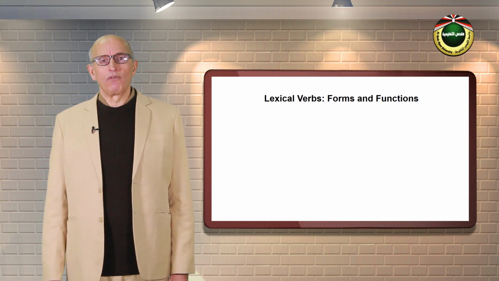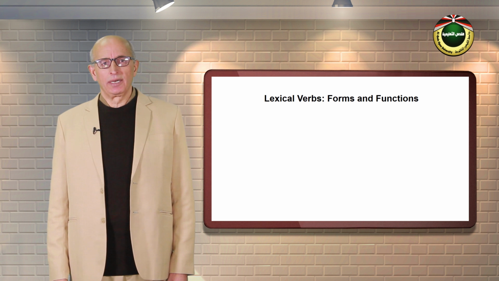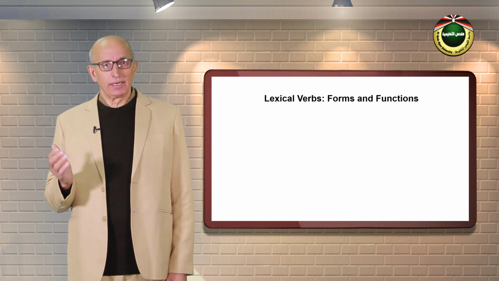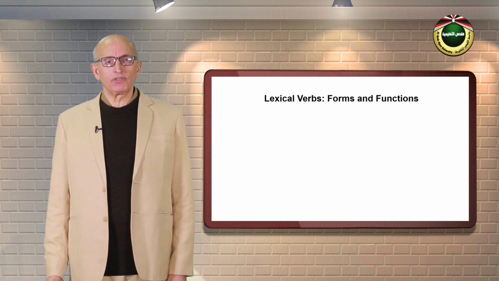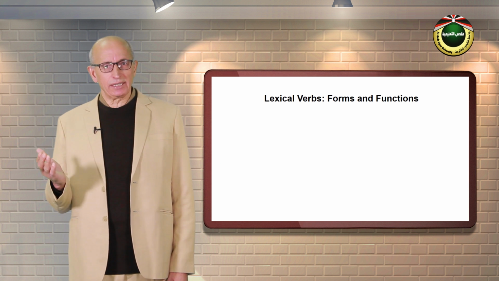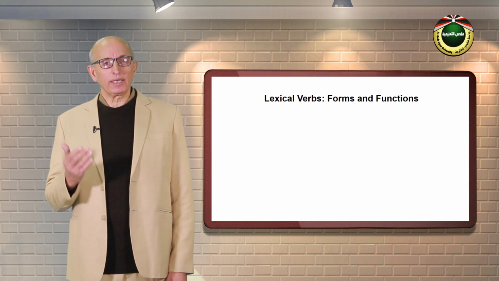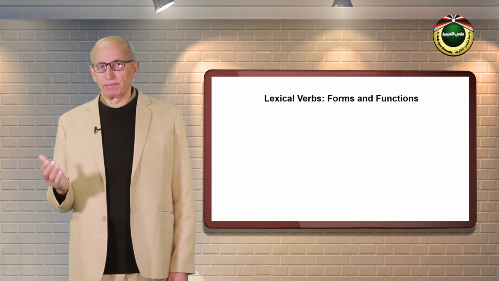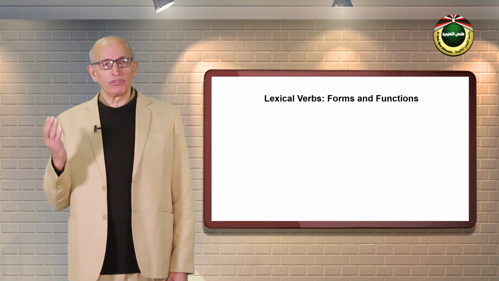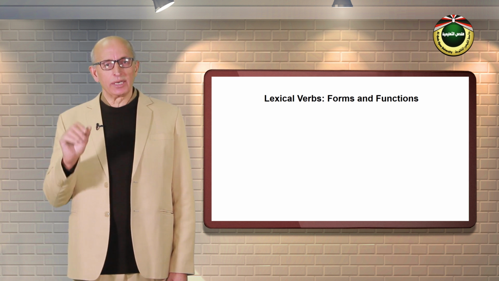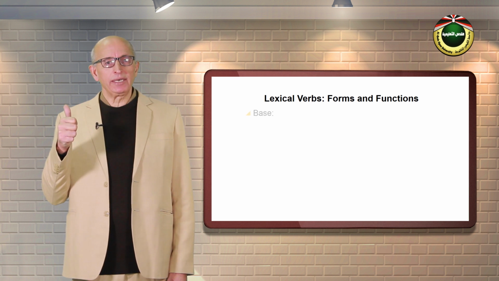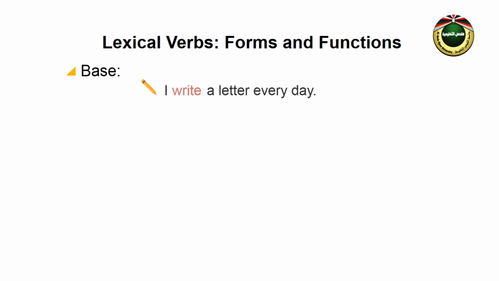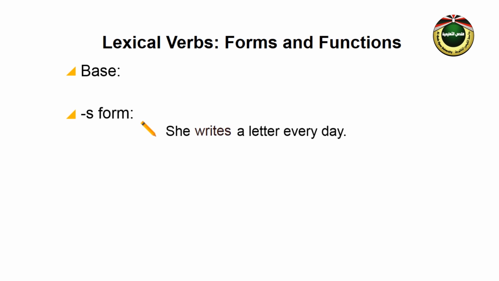Lexical verbs, forms and functions. As we have said earlier, lexical verbs are those verbs which have specific meanings. Now, what are the forms of a lexical verb? A normal English verb has 5 forms. They are, number 1, base. For example, write. I write a letter every day. Number 2, the S form, writes.